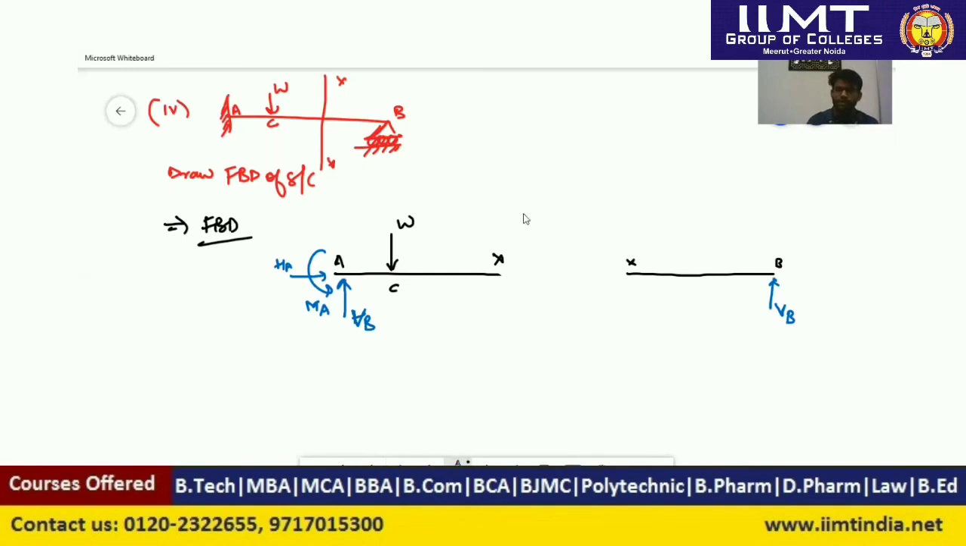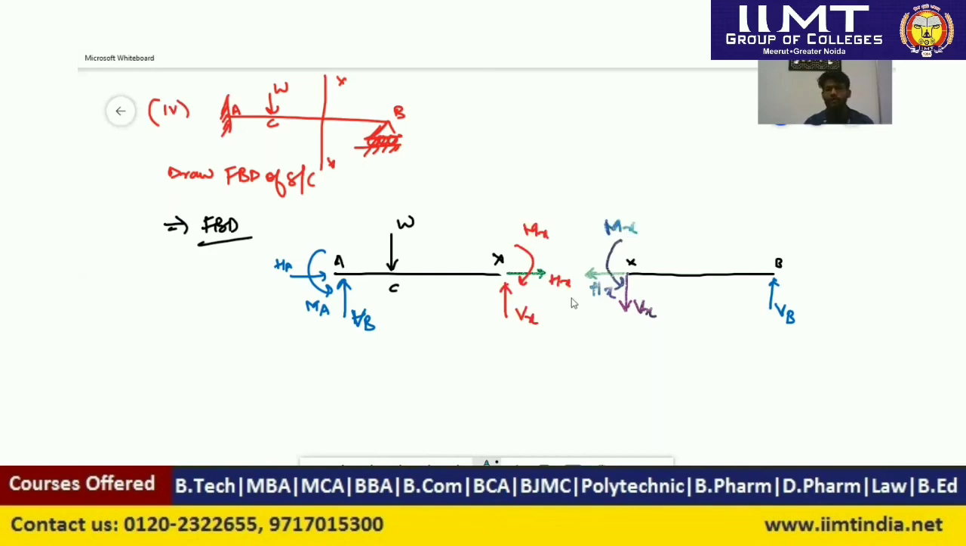So what are these? This is HX, VX and MX. Similarly, we have to draw the reactions here also. This is HX and this VX and this is moment MX.